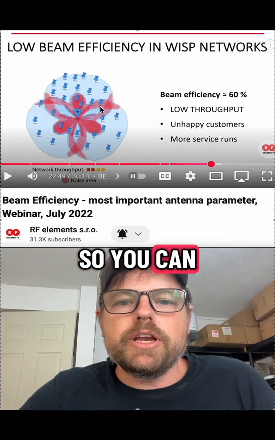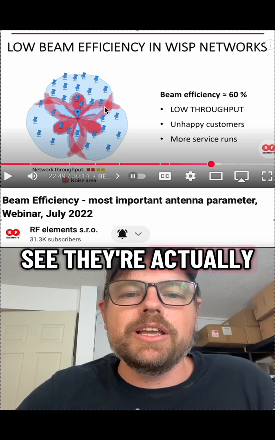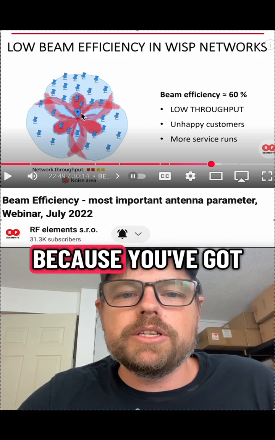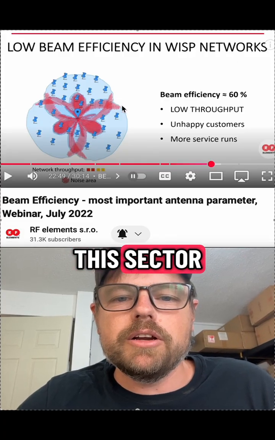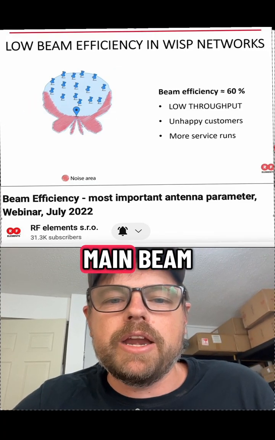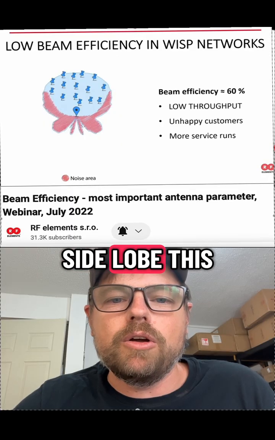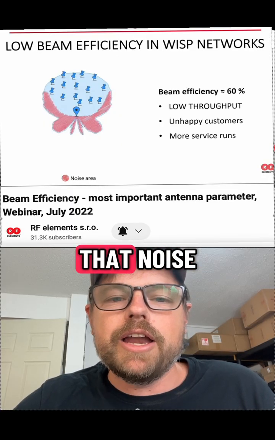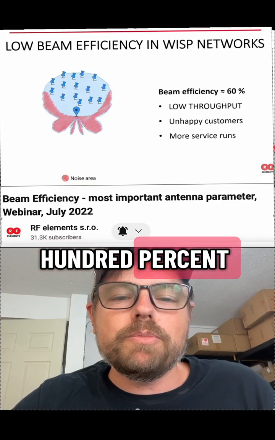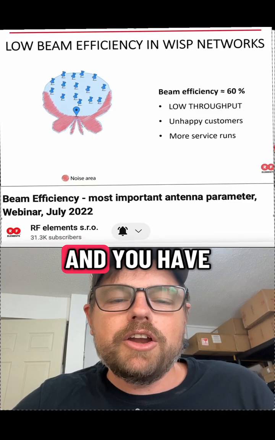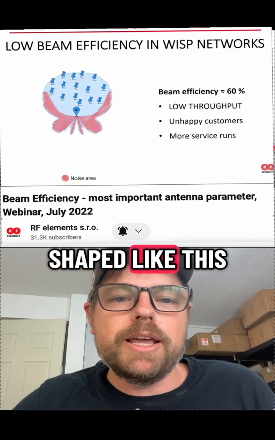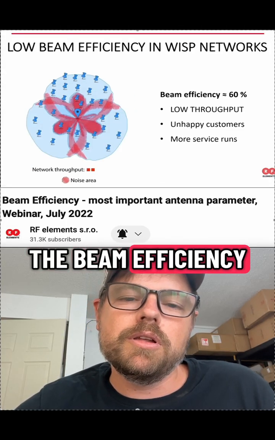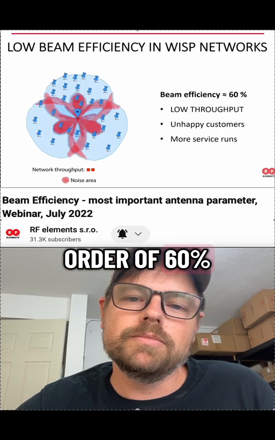So you can see they're actually contradicting themselves right here, because you've got this sector. This is all part of the main beam. This is not side lobe. This is part of the main lobe. And they're calling that noise. You could have 100% beam efficiency, and you can have a main lobe shaped like this that's picking up all of this noise. The beam efficiency of patch array sectors is on the order of 60%, as we saw.